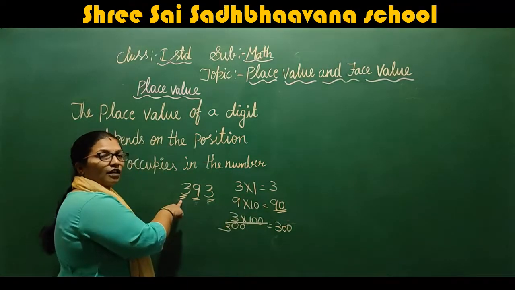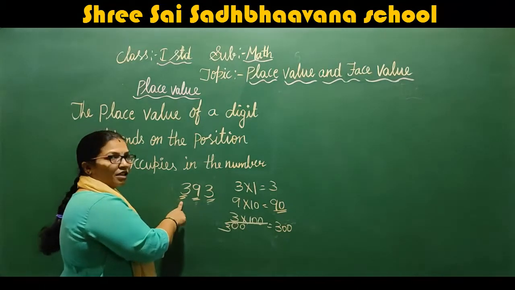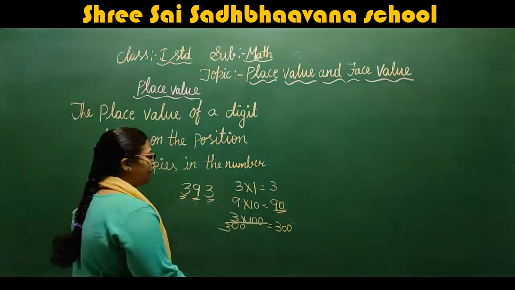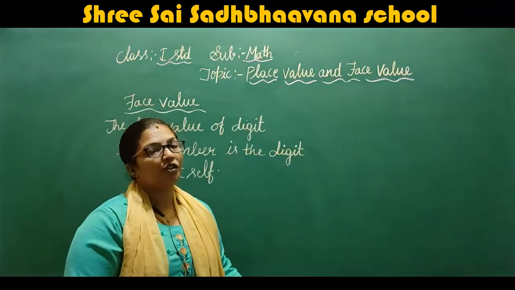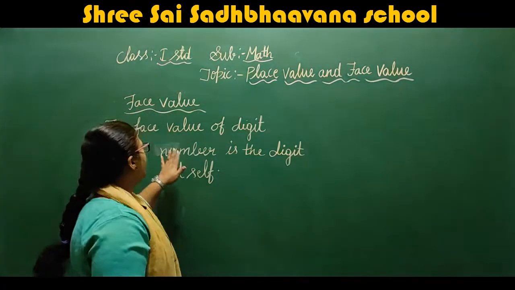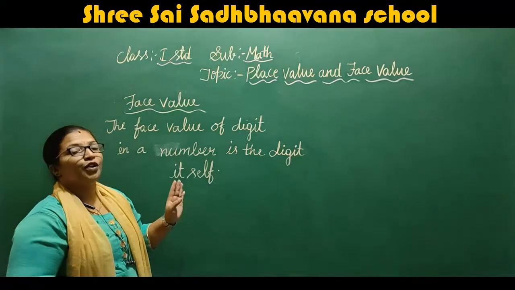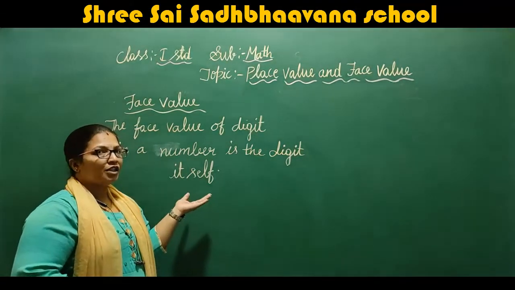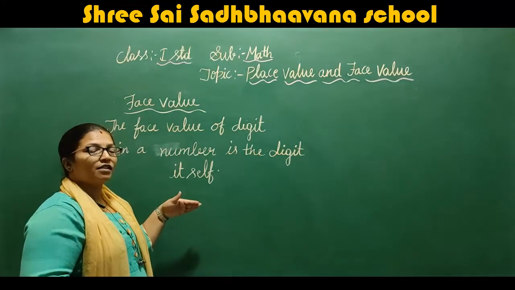And this is in 100th place. So its place value is 300. Right, children? So children, you learned place value. Now it is face value. Face value. So place value is different and face value is different.